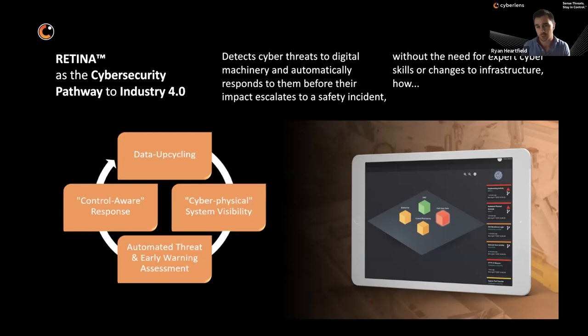One of these is a concept we call cyber-physical system visibility. Don't just think about looking at the cyber side, the network. Also monitor how your systems are physically operating. And that's what we take into consideration in Retina. Automated approaches to early warnings of threats, so you can take action before those safety incidents potentially occur.